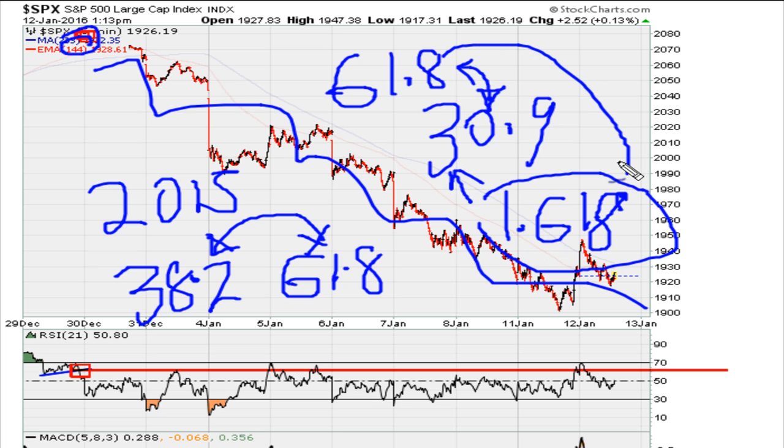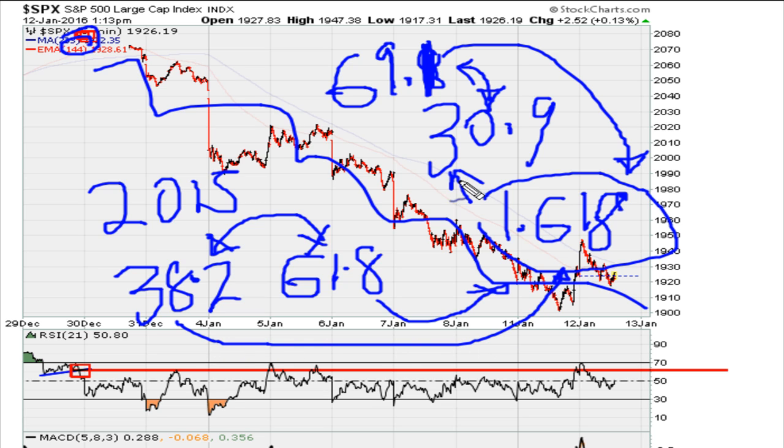This one derived from 618. Definitely, actually, this I meant to write 69.1. Right? 30.9 is the inverse of 61.9. And we can see that 38.2 also is derived from 1.618, which is the Fibonacci constant, or what they call God's number or universal law number, or most commonly referred to as phi.